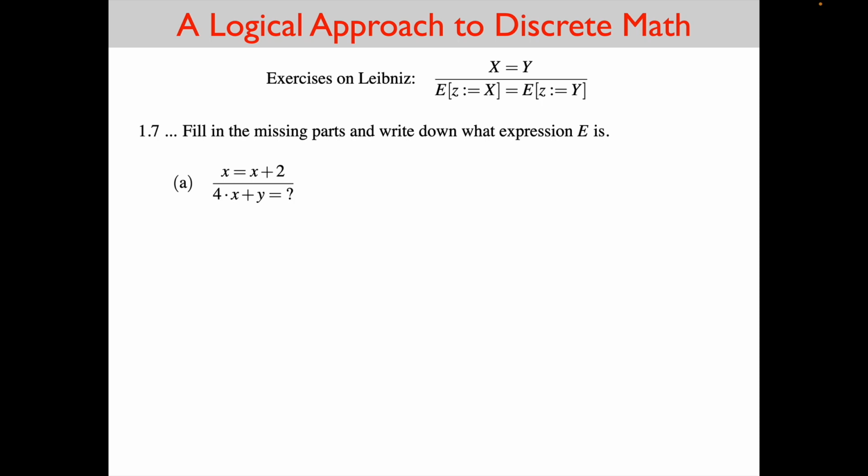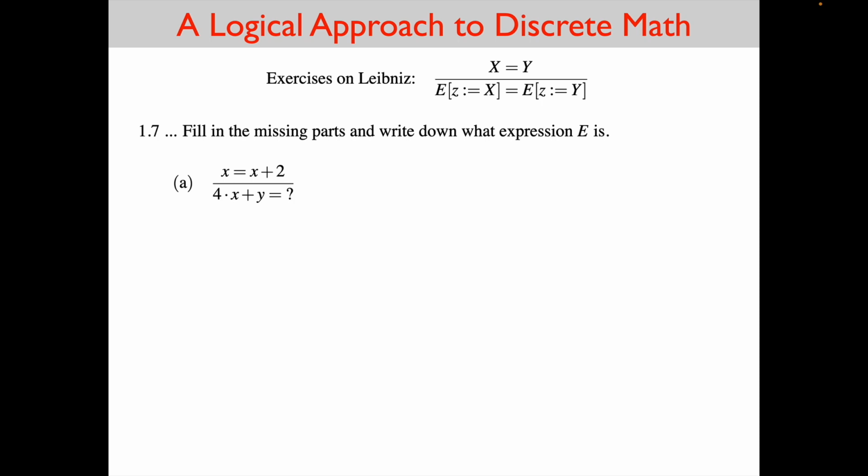So exercise 1.7 says fill in the missing parts and write down what expression E is. And so we are assuming in here that they're giving us part of a Leibniz inference rule. So at the top we have x equals x plus 2 for the hypothesis, and below the horizontal line we have 4 times x plus y equals, and question mark, and we have to fill in the question mark.